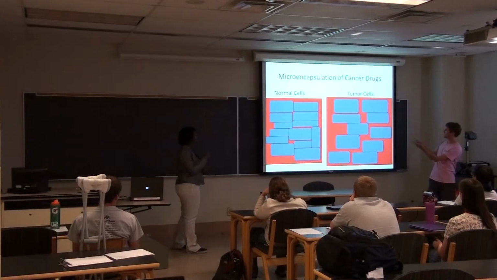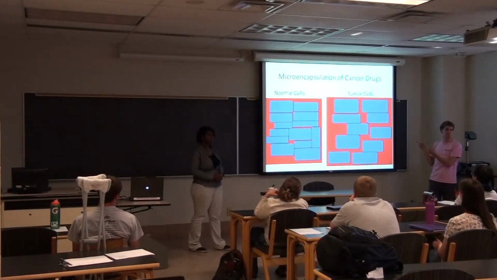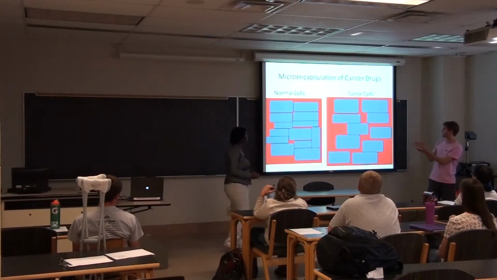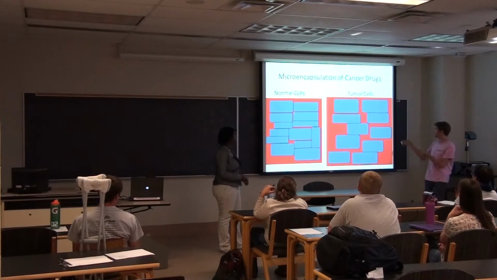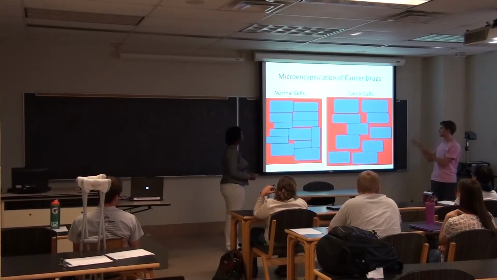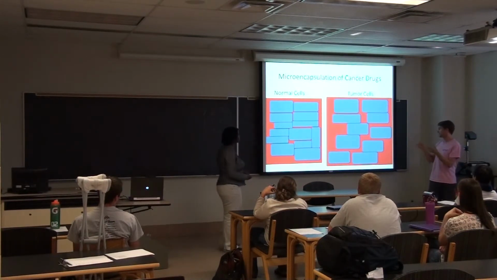What's the difference between these two sets of cells, normal cells and tumor cells? What's one difference? More normal cells. There's more normal cells. Maybe that's because they're smaller. Typically, tumor cells are a little bit bigger. What about the red spaces? There's more red space between tumor cells, and that's called intercellular space. Intercellular space is just space between cells.